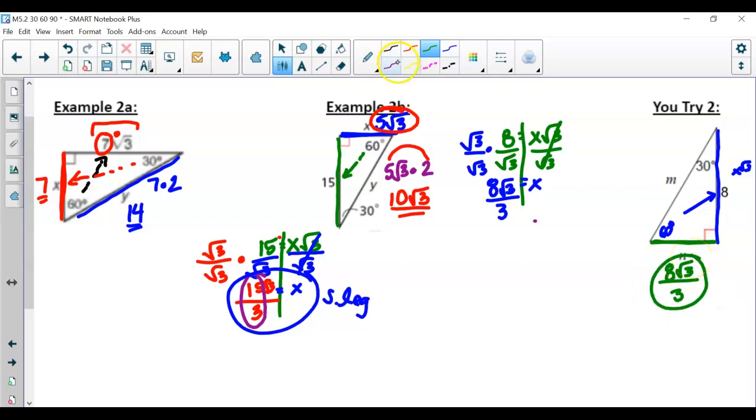which means now the hypotenuse is double our short leg, 8 radical 3 over 3, times 2. Or if you think about it, 2 over 1. So this is just good old 8 times 2, which is 16 radical 3 over 3. Now, can we simplify and divide? No. So this is the hypotenuse. So this is our short leg and our hypotenuse.